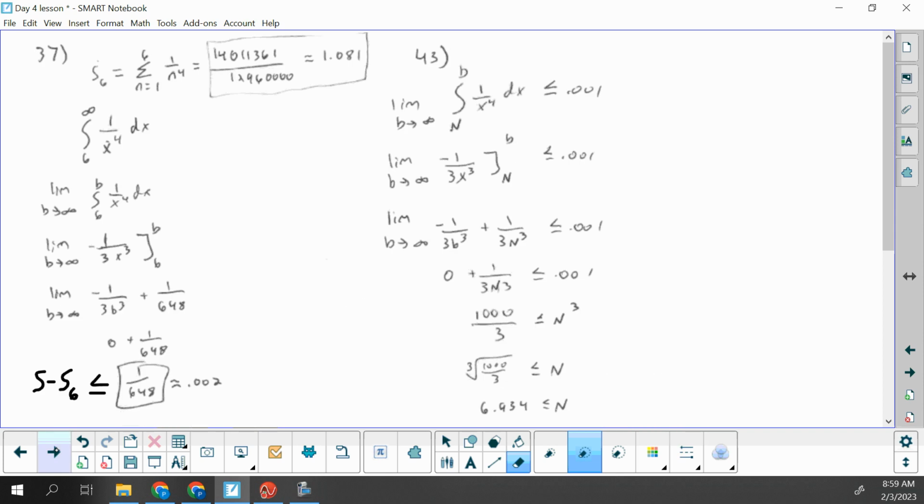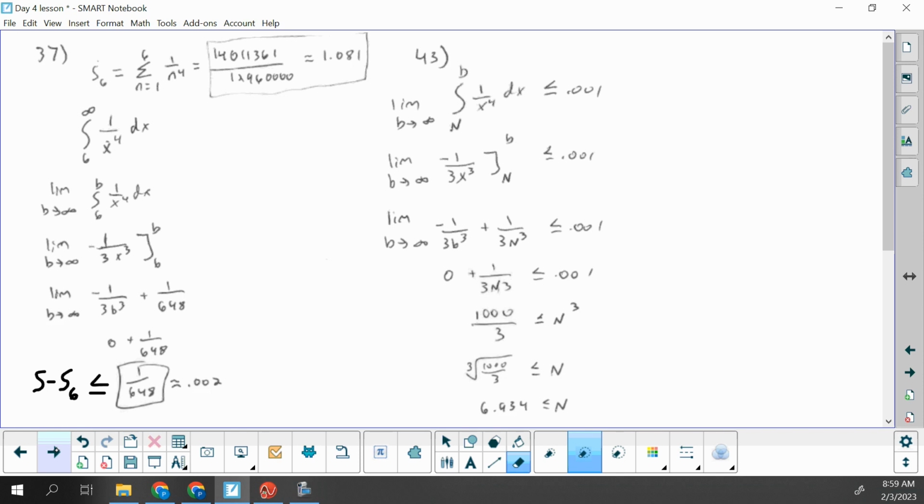All right, for 37, we wanted the 6th partial sum. So just in the calculator, you're doing your summation button, 1 to 6 of 1 over n to the 4th, and we get that fraction, or to 3 decimal places. And then we want to approximate the remainder, so we do the integral from 6 to infinity, because we had done the sum out to 6 terms. Go through, do your same process. b is going to infinity, wipes out the first fraction, so we just get 1 over 648. So we're guaranteed that the 6th partial sum is within 1 over 648 of the infinite sum.